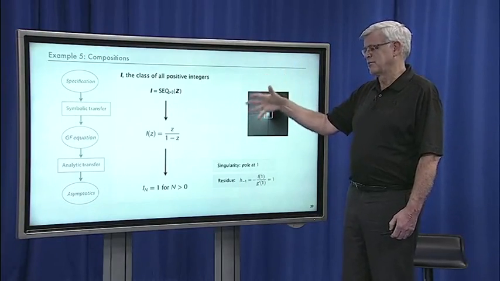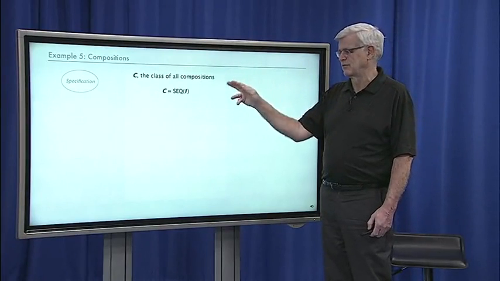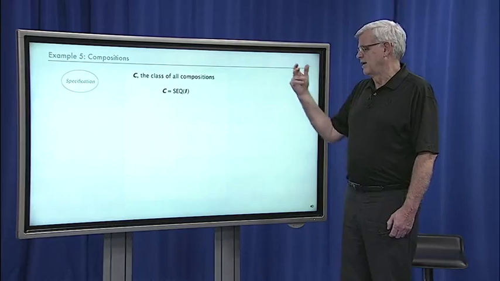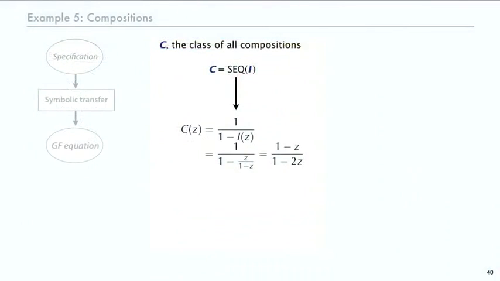So to get compositions, we just generalize that. A composition is a sequence of integers. A sequence is 1 over 1 minus, so the generating function by the symbolic method is 1 over 1 minus z over 1 minus z, which simplifies to 1 minus z over 1 minus 2z.